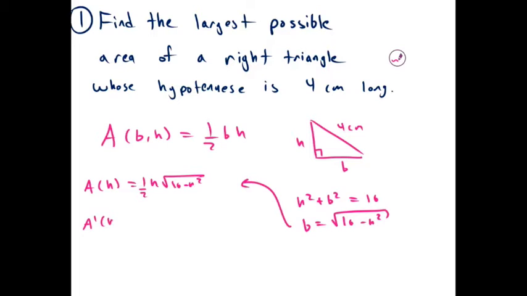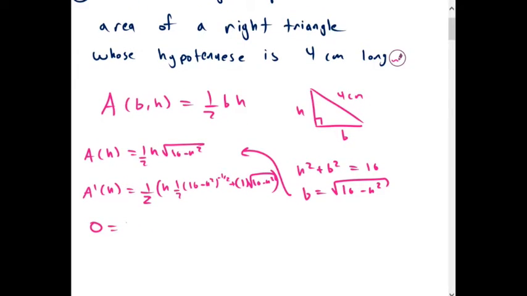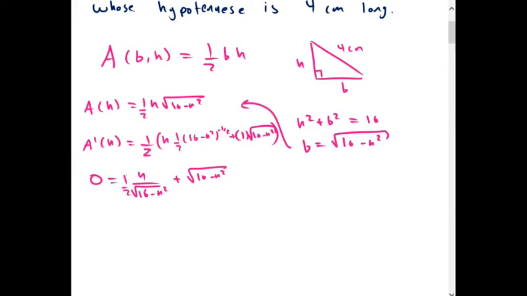If we take the derivative of this with respect to h, we get 1/2, and we do the product rule, so h times 1/2, 16 minus h squared to the negative 1/2, plus 1 times the square root of 16 minus h squared. Setting this equal to 0, we lose the 1/2, and we get 1/2 h over the square root of 16 minus h squared, plus the square root of 16 minus h squared.